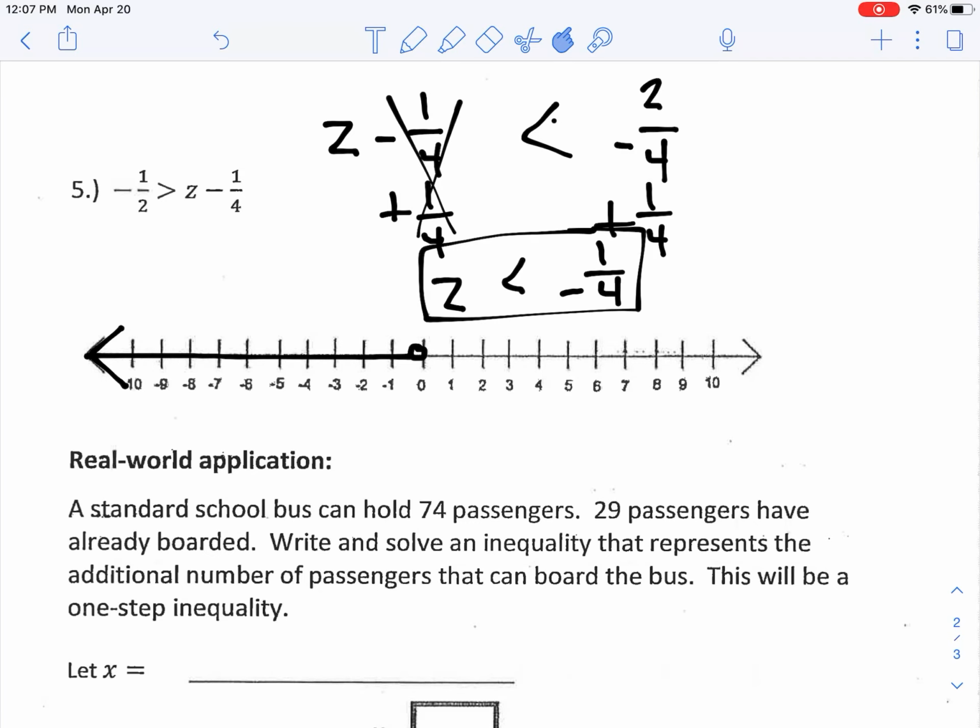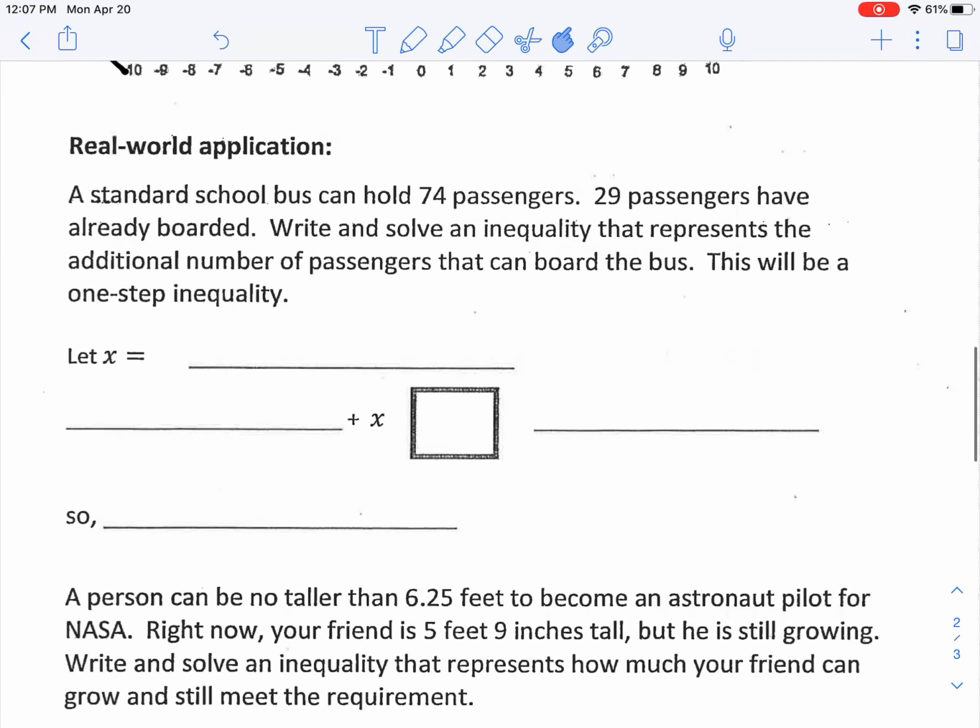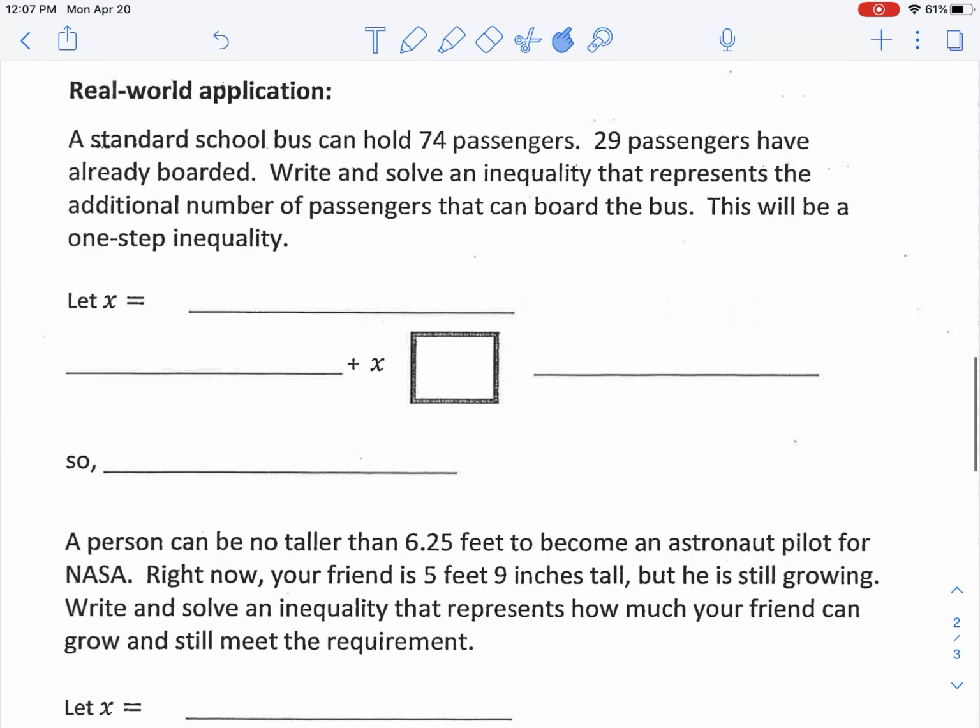All right, so why in the world are Mrs. Gormel and Miss Jardine teaching you how to solve an inequality? Because they can be used to solve problems. So we're going to take a look at this real problem.